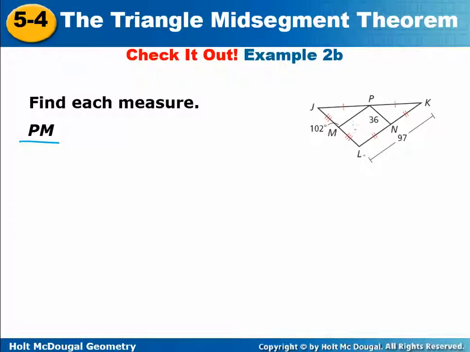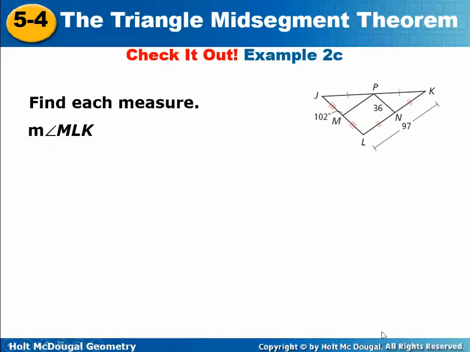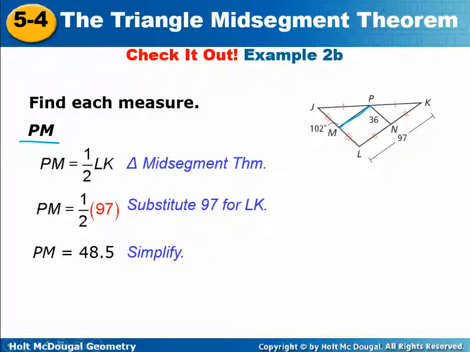So where's PM? PM is right here. We know that that is half of the side that it's parallel to. It's half of 97. So all you have to do is take 1/2 of 97. It's okay to get decimals. And it was, whoops, it went really fast. It was 48.5.